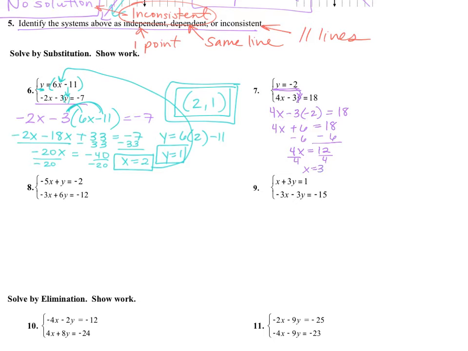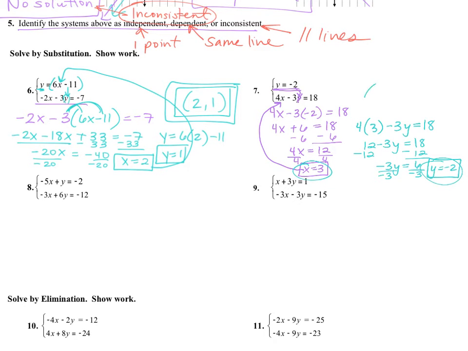So x is 3. Okay, and then what we know, once we know what x is, we'll plug that back in up here. So it's going to be 4 times 3 minus 3y equals 18. So 12 minus 3y equals 18. We're going to take away that 12. And we get -3y equals 6. And then divide by -3. So y is -2. Okay, that means our answer is the point 3, -2.